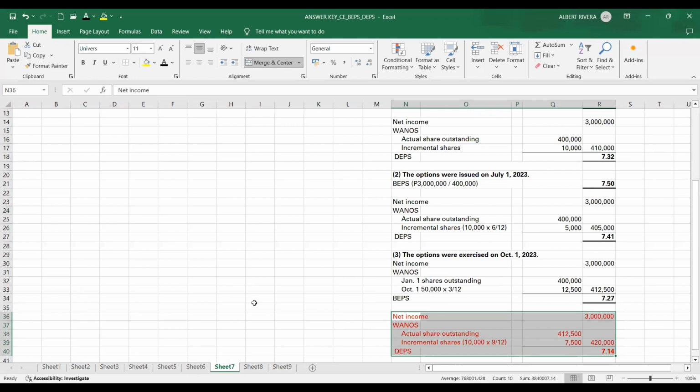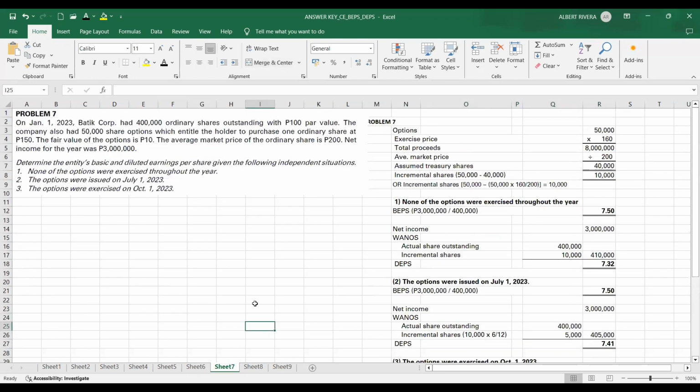Then we have here, this is now an option. Okay? So, option ito. So, number of options were exercised throughout the year. The number of options were issued July 1. And the options was exercised on October 1, 2023.